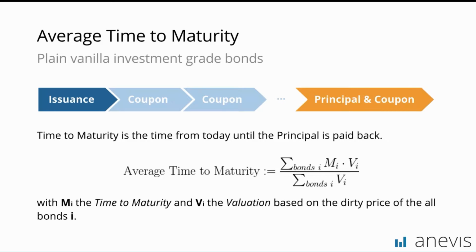The average time to maturity is then calculated by using, as you see in this formula, the time to maturity of each bond, multiplying it by the actual valuation. With bonds, very important, you of course take the dirty price valuation, which means that accrued interest is also accounted for. And then you divide it by the sum of all valuations, and by this you basically get the arithmetic average time to maturity.